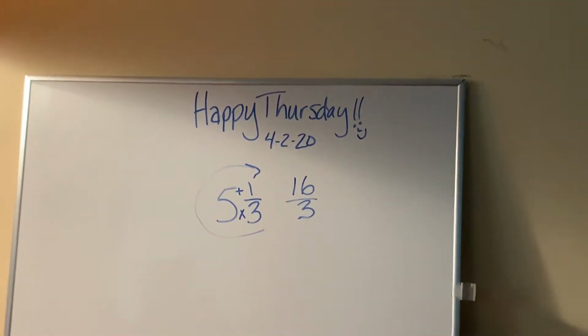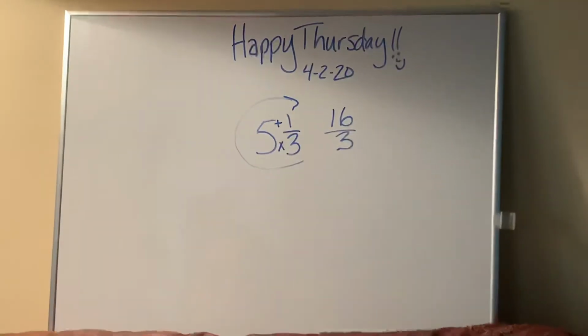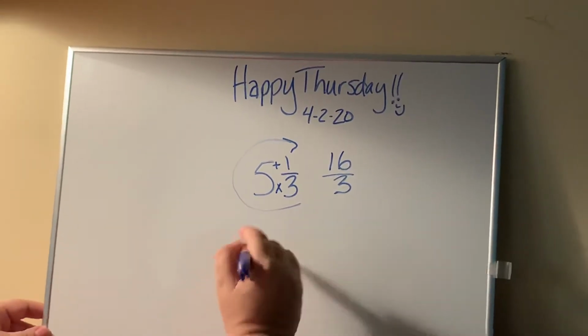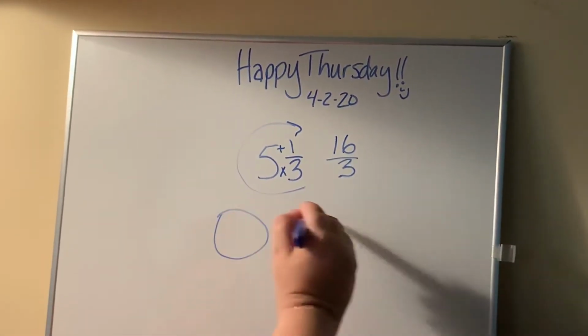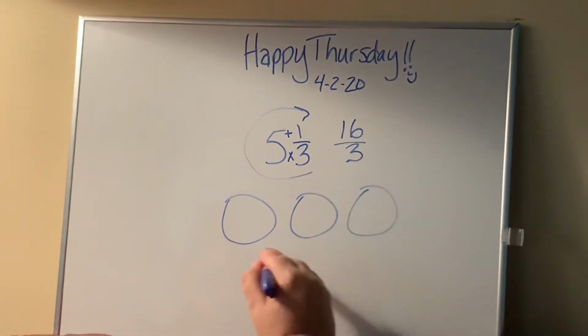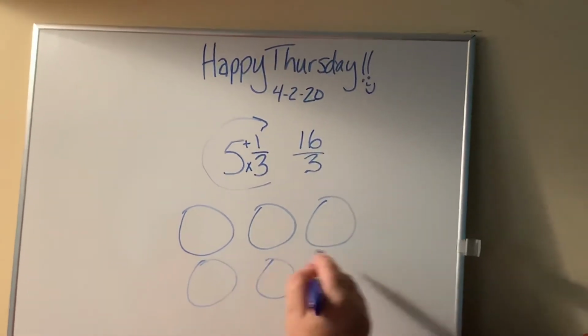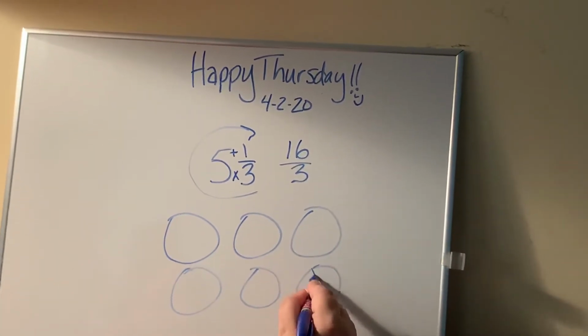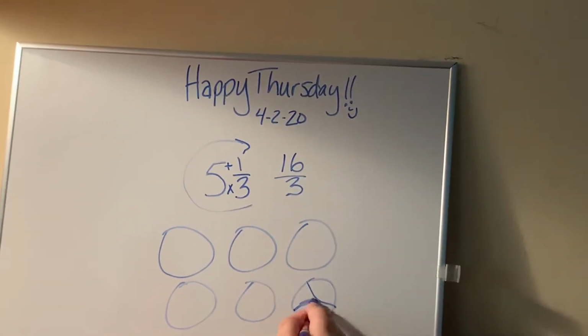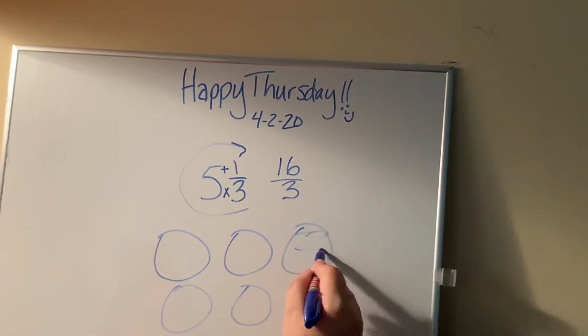And let me show you why that's what you're doing. You have 5 pies plus another part of a pie. So here we go. 1, 2, 3, 4, 5, 6. So you have 5 whole pies, and then you have this much of another pie, right?